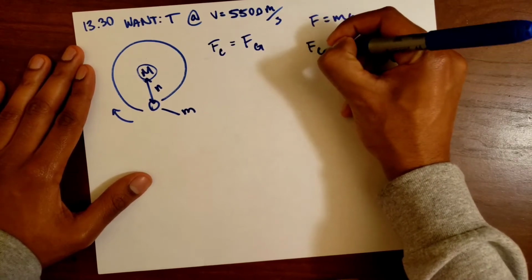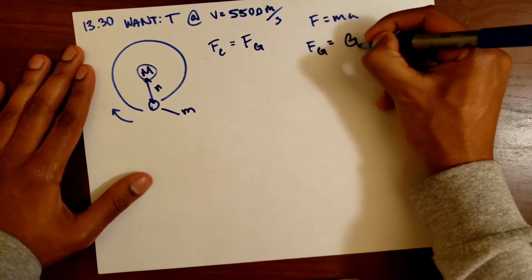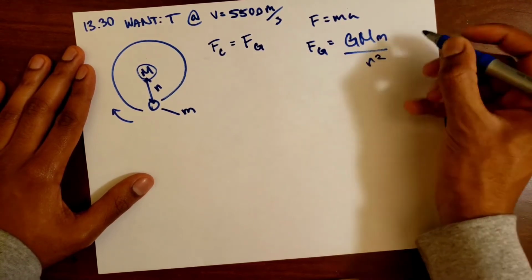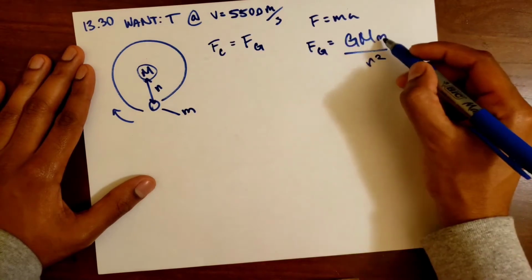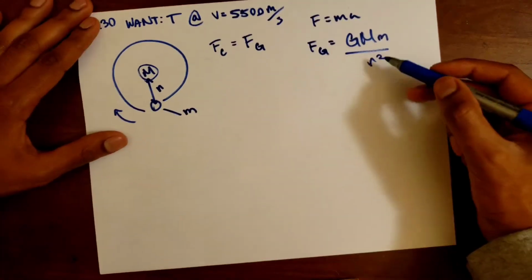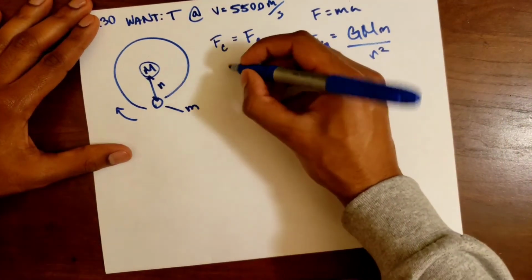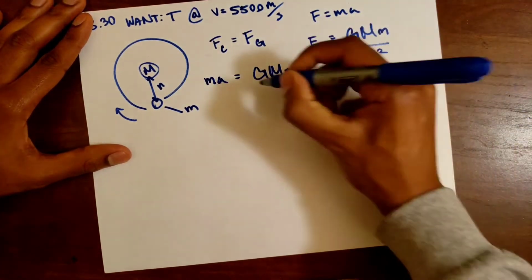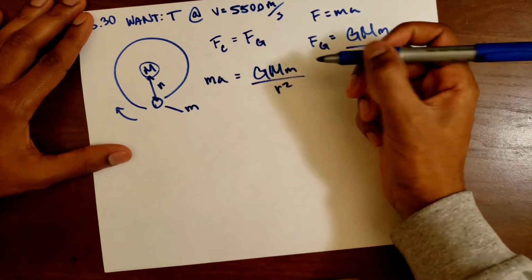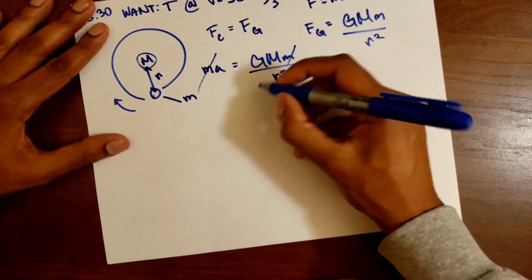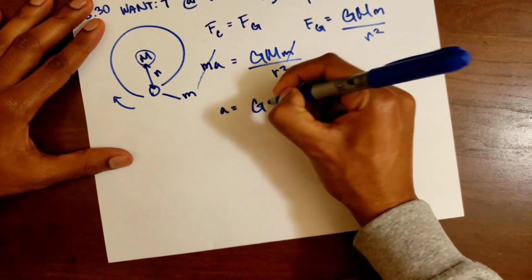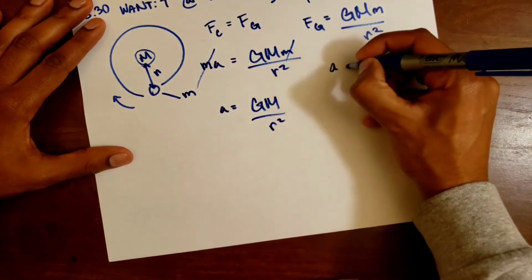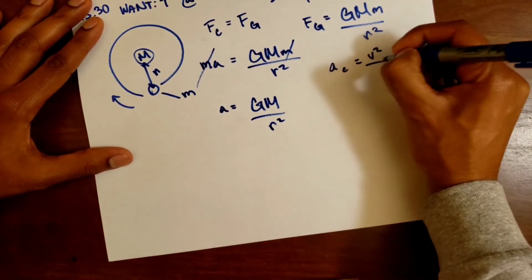And we also know gravitational force is equal to GMm over R squared, where this is the big mass or the Earth, and this is a small satellite, and this is a constant, and this is the distance between two bodies. So we can now write this as ma equals GMm over R squared. There's a little m on both sides of this, so we can cancel those, and then we get a equals GM over r squared. We know centripetal acceleration is equal to v squared over r.